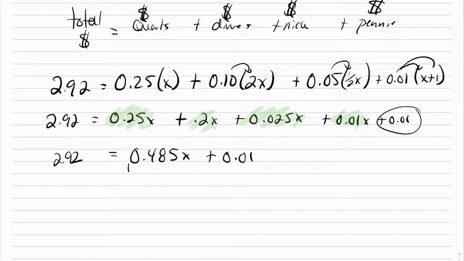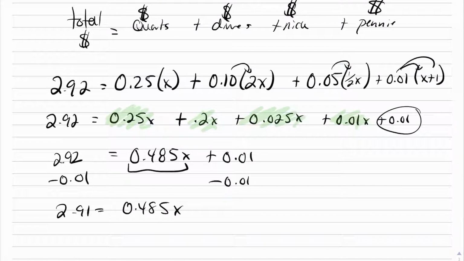So if we wanted to get the X's alone, we'd have to get rid of this plus 0.01 by subtraction. And then from there, what we can do is divide to get X alone. And when we do that, that gives us the answer of 6.